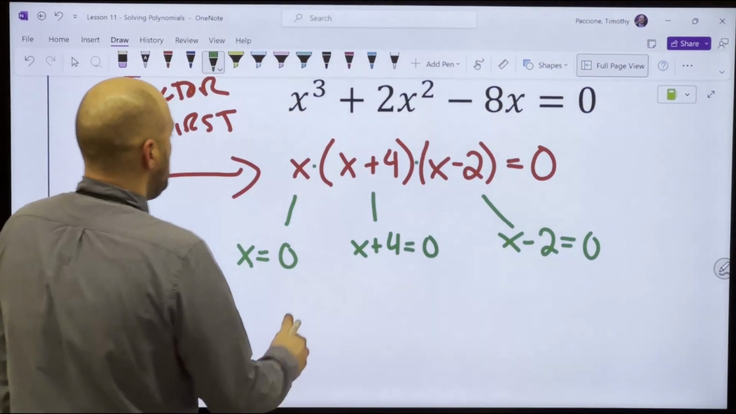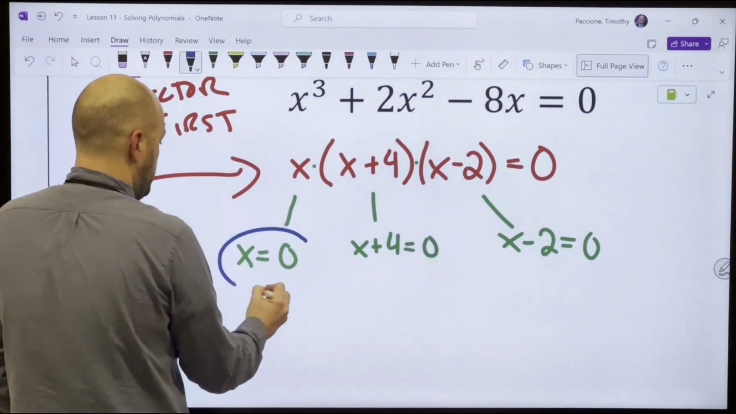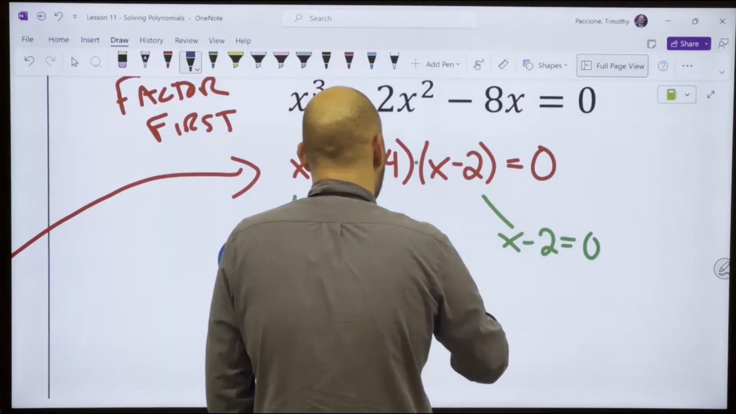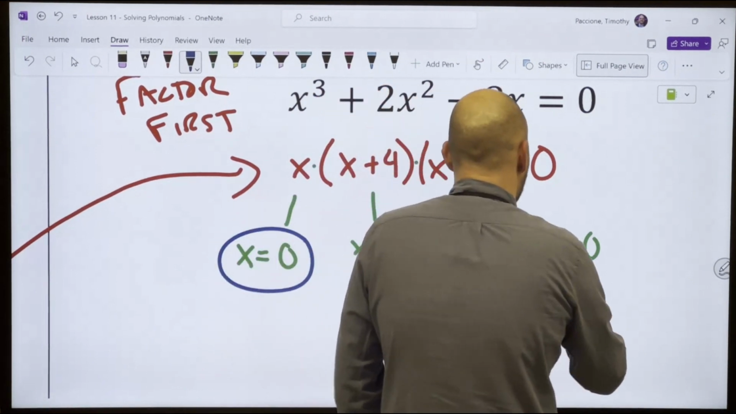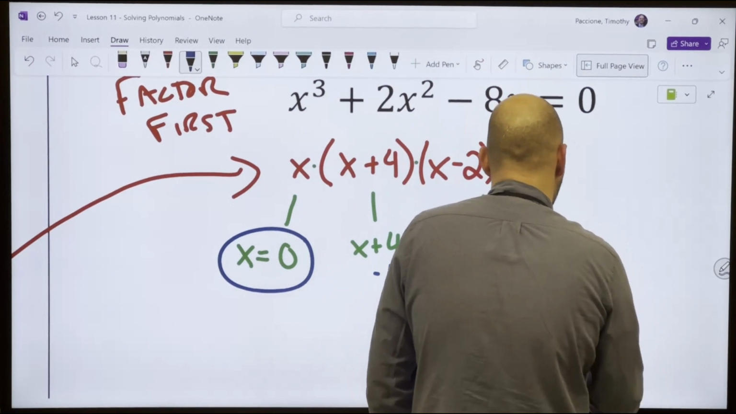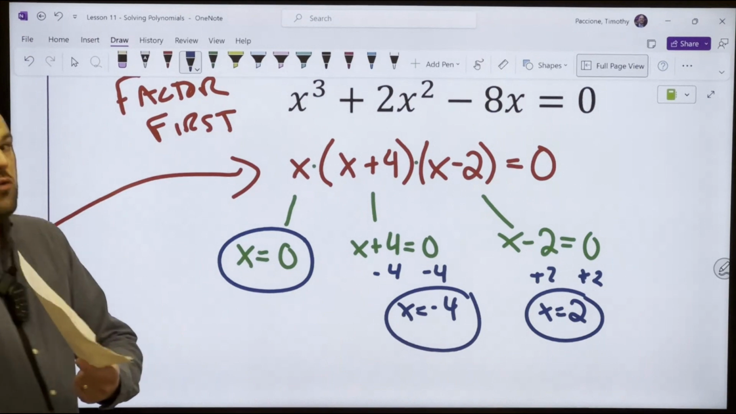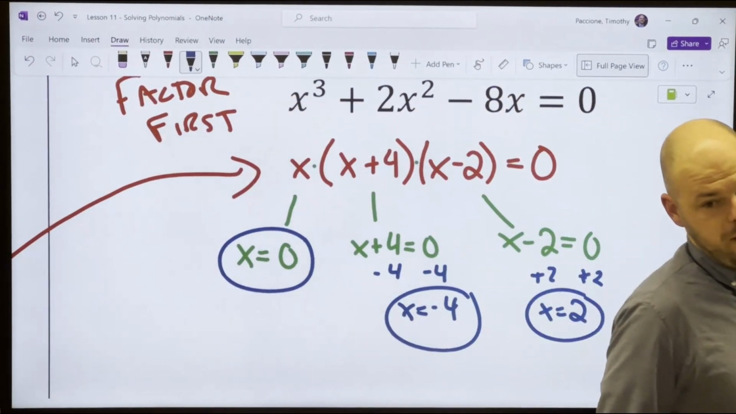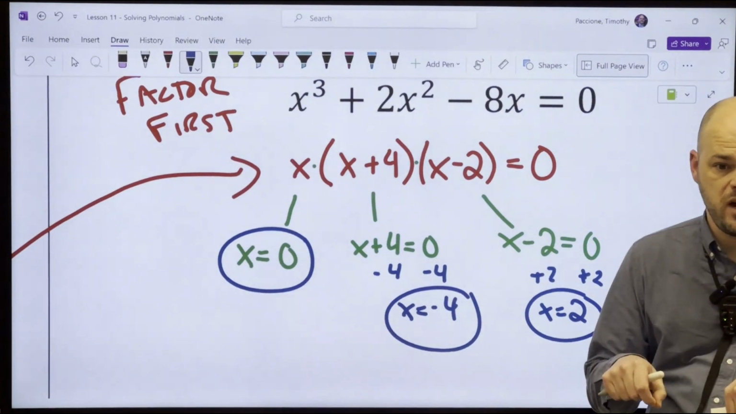Okay, so then I have really easy equations, right? This one's done. This one, minus 4, x equals negative 4. This one is plus 2, x equals 2. Okay, we did it. Now, it's really important to understand it with the simpler problems, because when we get to the harder ones, you're going to have to be locked in on that zero product property.